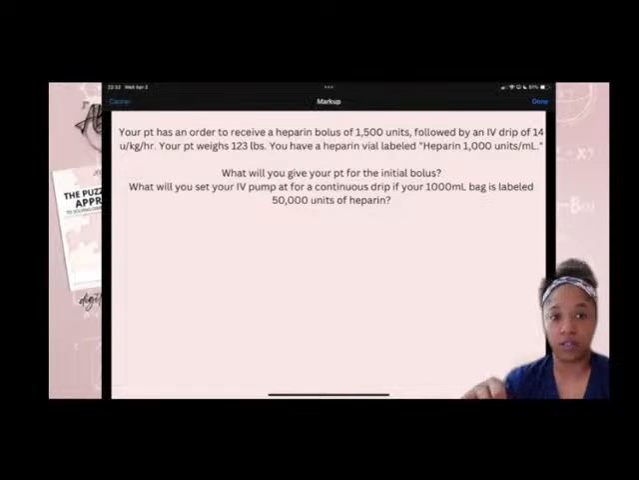The bolus is going to be one of those simple find-the-milliliter things. The drip part is going to use weight, and we're going to set it up with milliliters per hour. We're still going to use puzzle pieces for both of them.